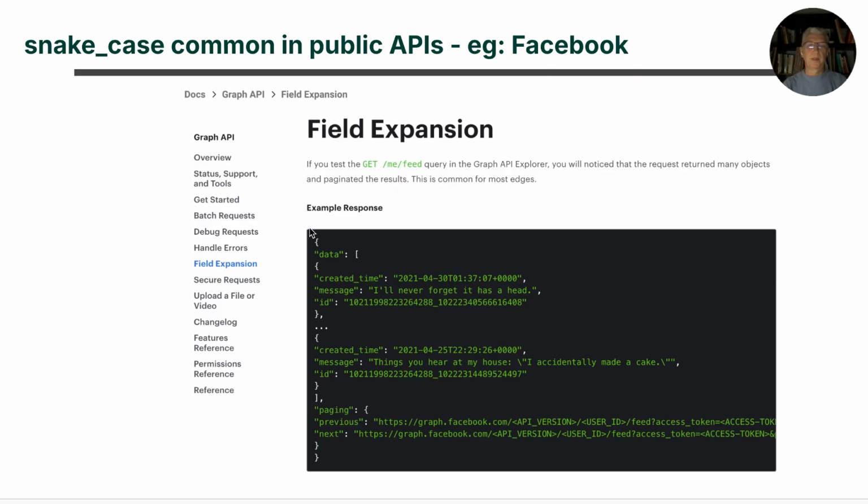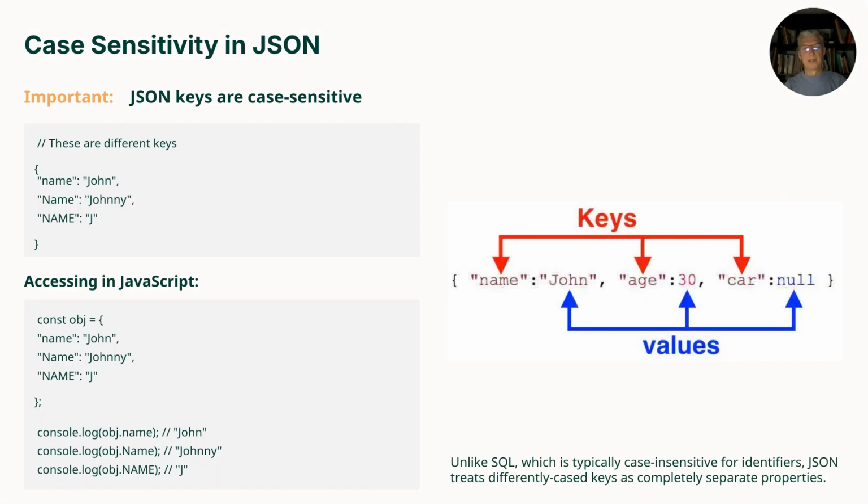Here's an example. This is the Meta documentation online, and you can see they're using underscore, which is snake case. And I also saw the same thing for Google public documentation and for other websites. So other major data providers, I think most of the time they're using the snake case.